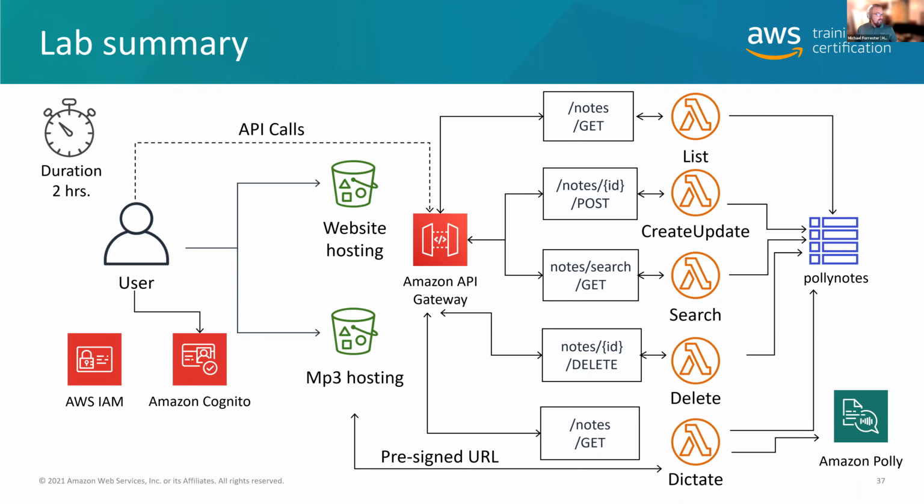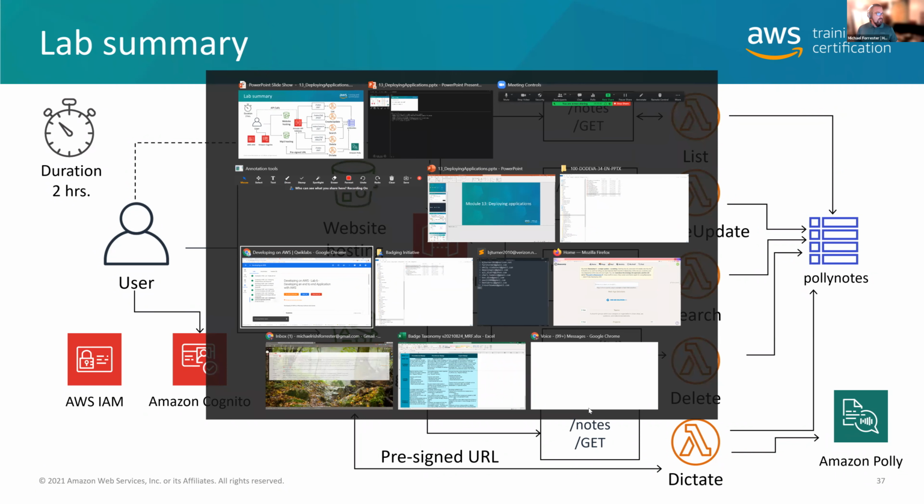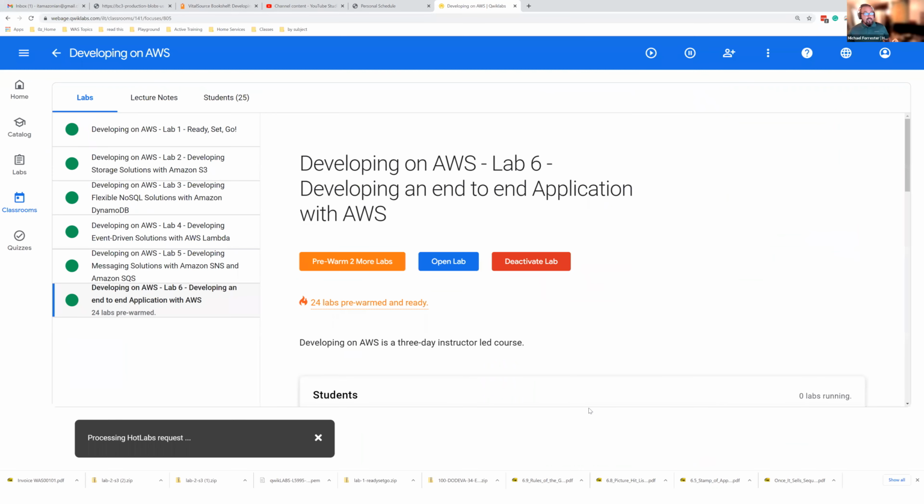Okay. So let's roll over. So we got 24 labs pre-warmed and ready. I don't know why I didn't do the full 25, but there's 24. I think there's 23 of you actually. So perfect.